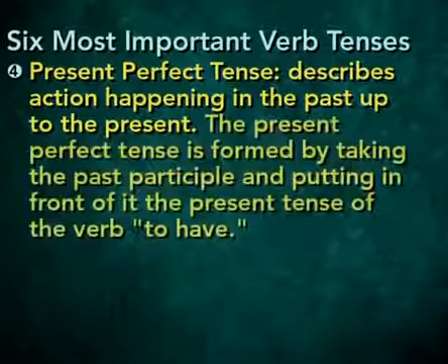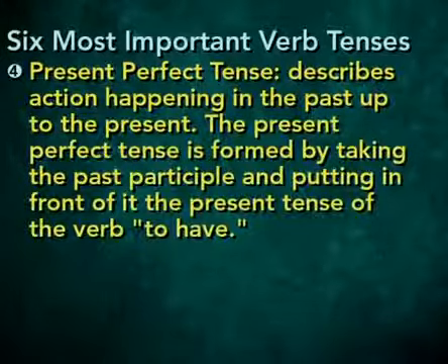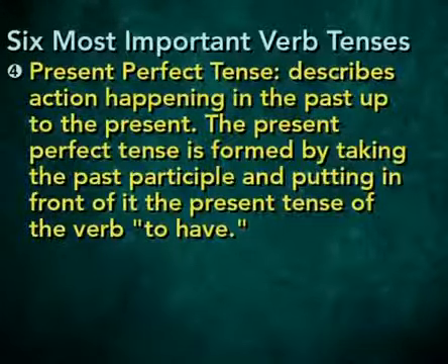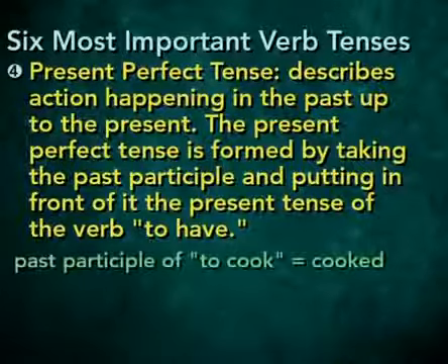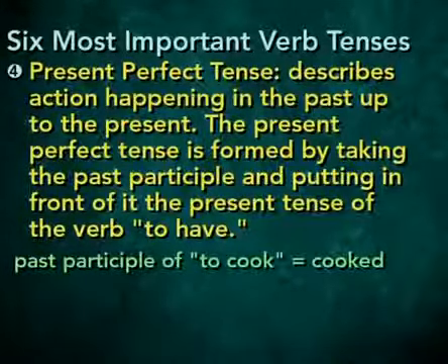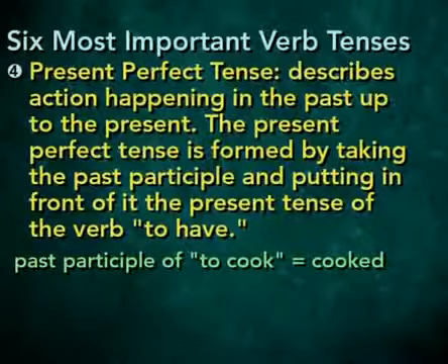Now, the present perfect tense is formed by taking the past participle and putting in front of it the present tense of the verb to have. How does this work? Well, let's take the verb to cook again. What's the past participle of the verb to cook? Well, remember, the past participle is usually formed by adding ed, so the past participle is cooked.